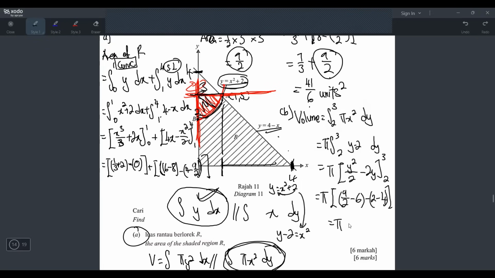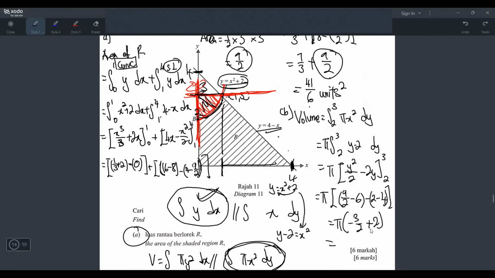Negative 3 over 2. 9 over 2 minus 6 is negative 3 over 2. And then minus... okay, what is 2 minus 4? 2 minus 4 is negative 2, right? But minus minus becomes plus, right? So I can straight away change the minus to plus 2 like that, right?